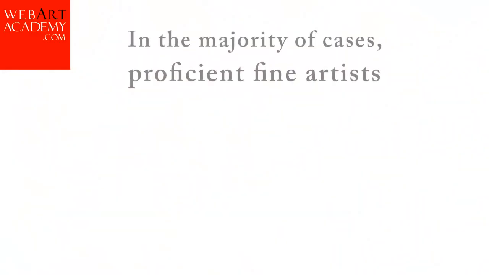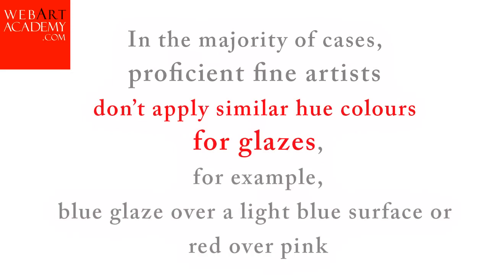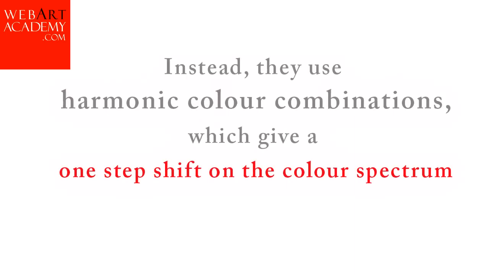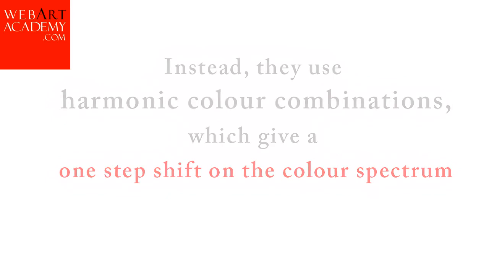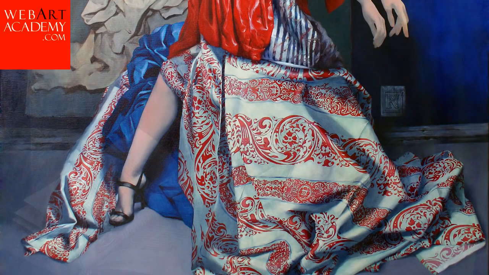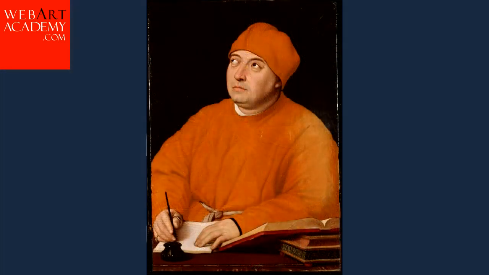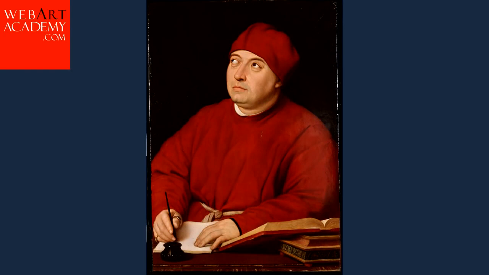In the majority of cases, proficient fine artists don't apply similar hue colors for glazes. For example, blue glaze over a light blue surface, or red over pink. Instead, they use harmonic color combinations, which give a one-step shift on the color spectrum. For example, blue color can be applied over green, green over yellow, yellow over orange, and so on. Glazing on top of dark underpainting reduces brightness even further.